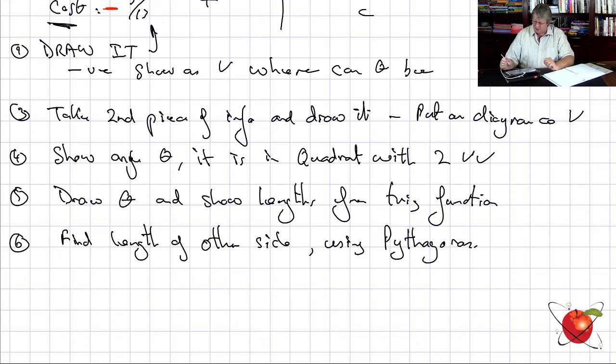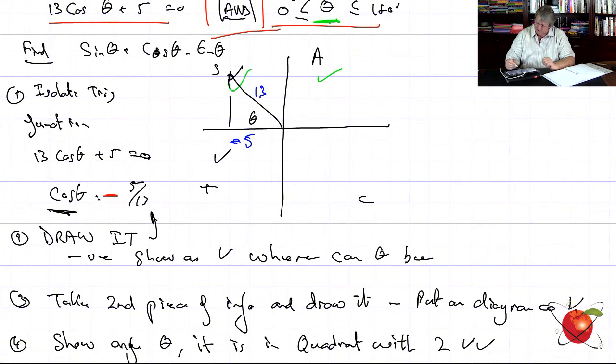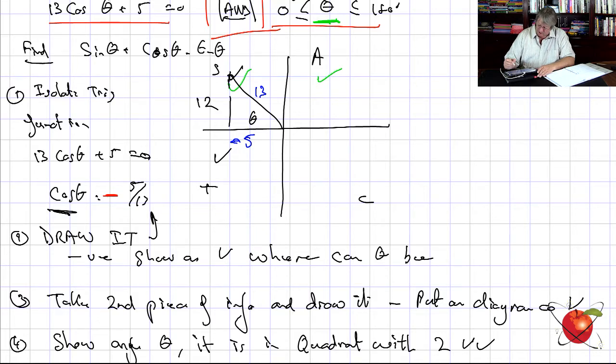Use the length of the other side using Pythagoras. In this case, you would take 13 squared minus 25, which is 144, square root, and I get a 12. So what are the coordinates of this point up here? The coordinates are actually minus 5 and plus 12. There's the coordinates, isn't it? Those are the coordinates of that point.